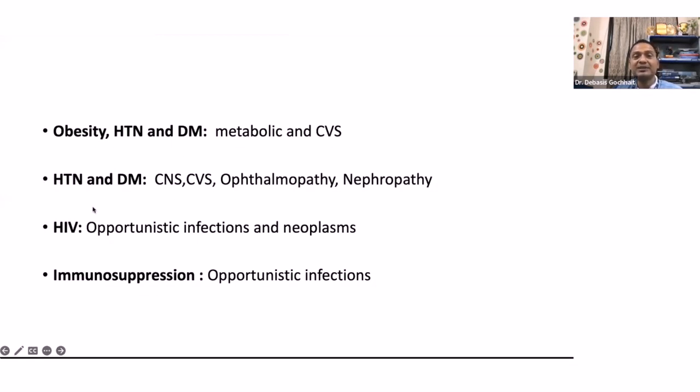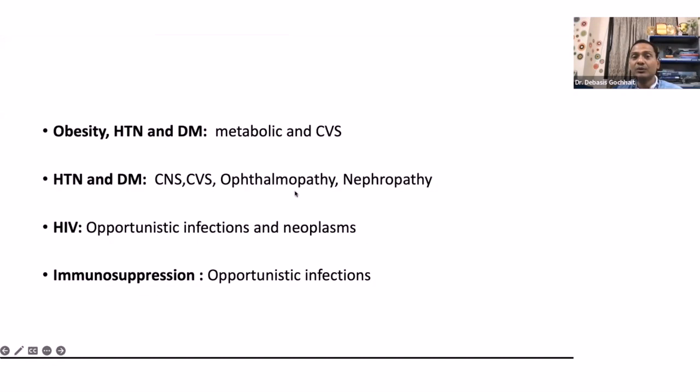When you have hypertension and diabetes, now you know hypertension and diabetes involve most of the organ systems in our body. So hypertension can cause a stroke, so you can have CNS manifestation. Diabetes also predisposes to more stroke. Some serious complications: you can have atherosclerosis, you can have a myocardial infarction. Both hypertension and diabetes lead to that.